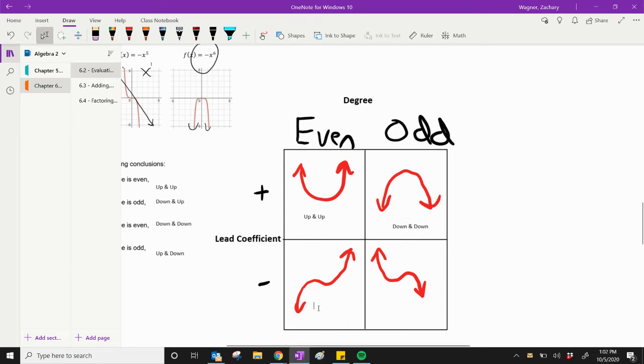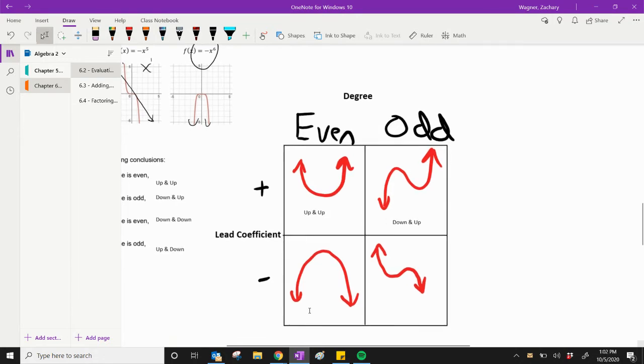Moving on, if you have an odd degree term with an even degree, or sorry, if you have even, oh no, I flipped these. These were flipped. Even degree, negative lead coefficient goes down and down. Odd degree, positive lead coefficient goes down and up. Oopsies.